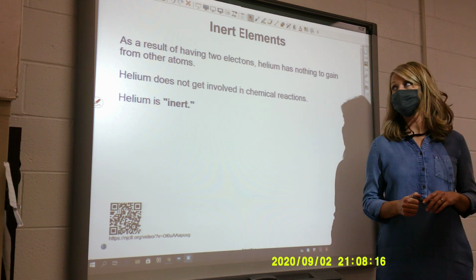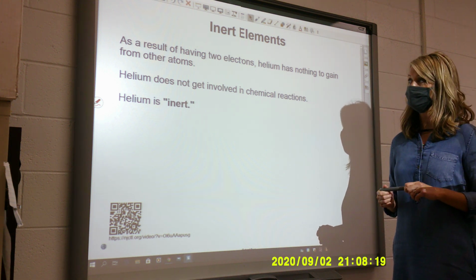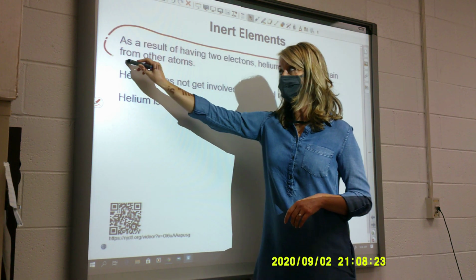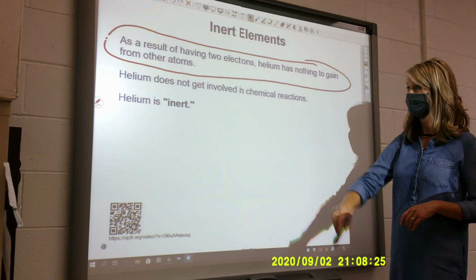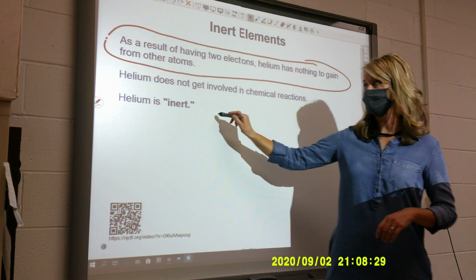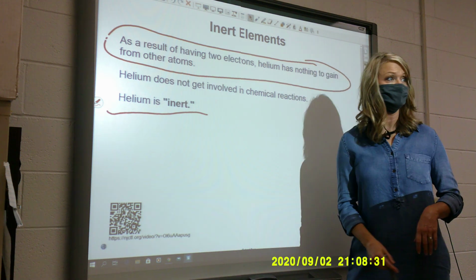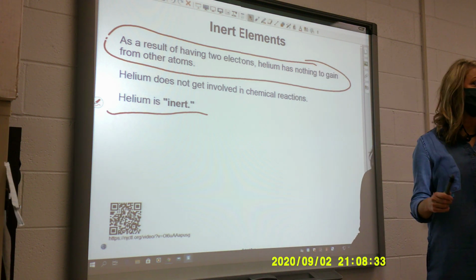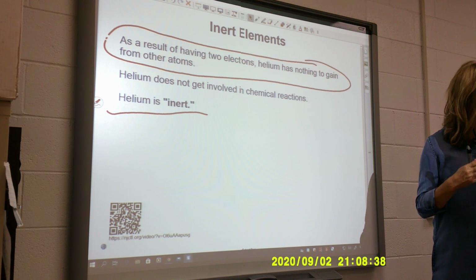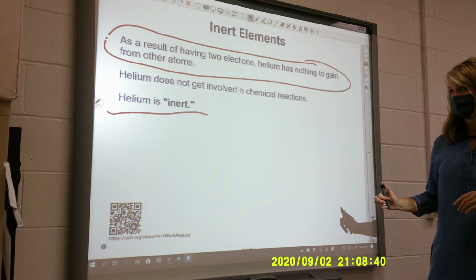Inert elements. As a result of having 2 electrons, helium has nothing to gain from other atoms. Helium does not get involved in chemical reactions. Helium is inert, means it just kind of hangs by itself. It doesn't work with chemical reactions. It doesn't react, and it's just by itself.